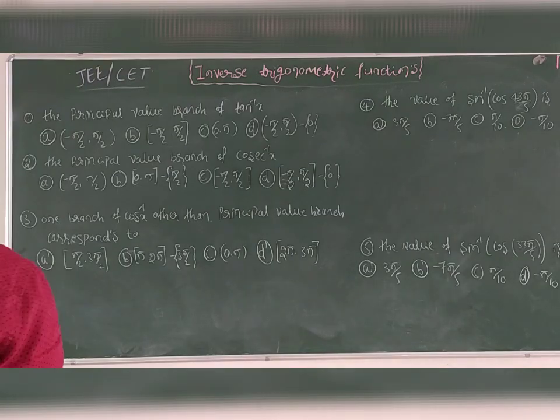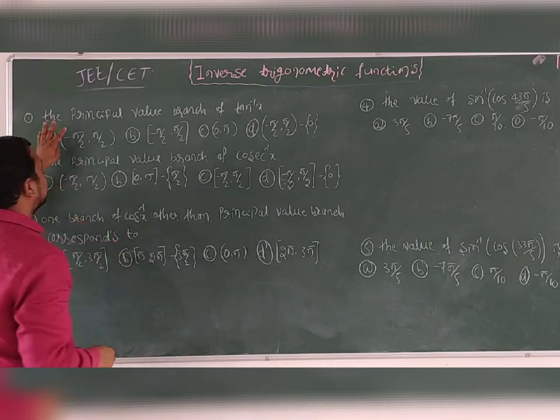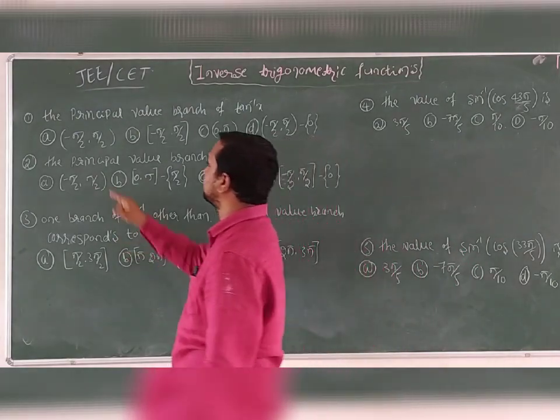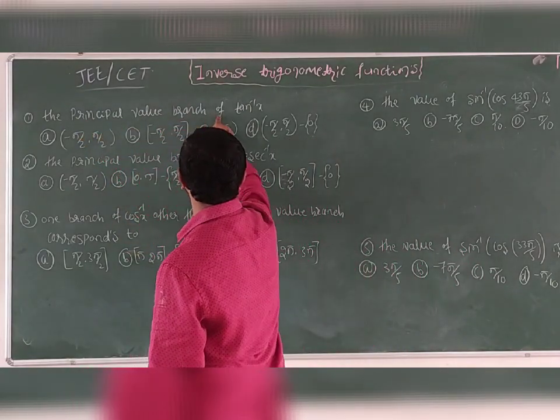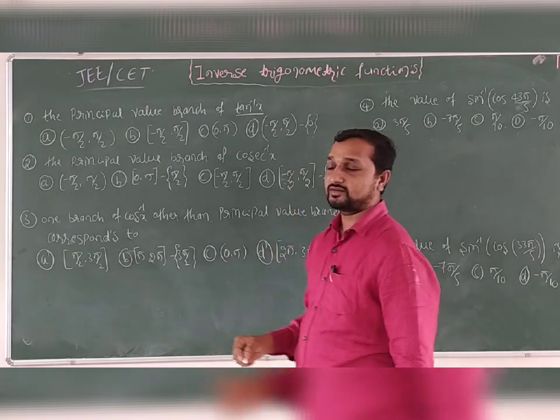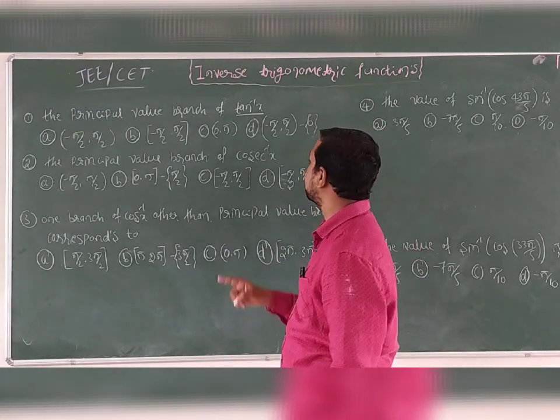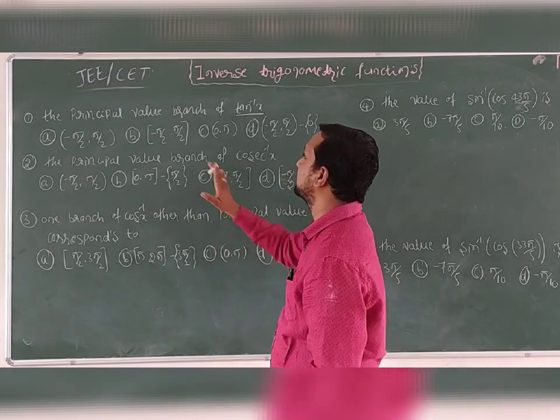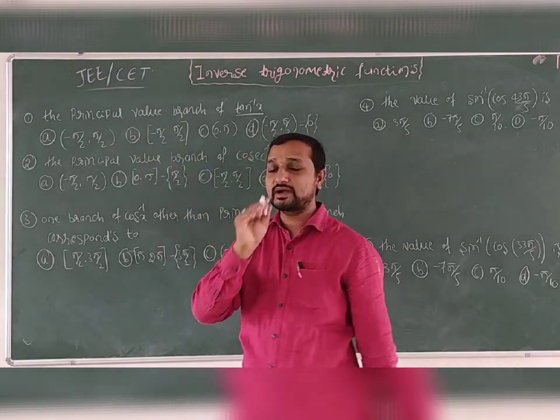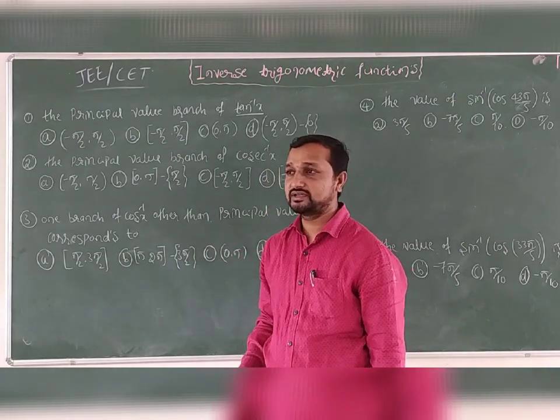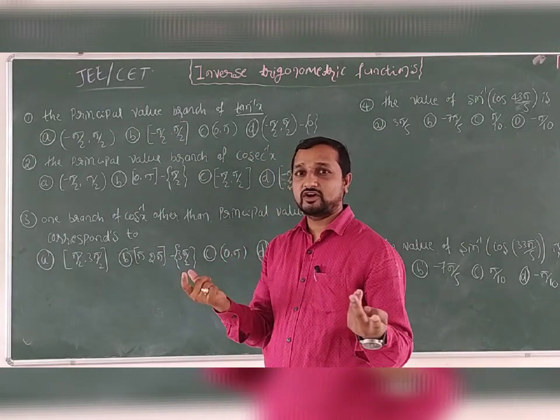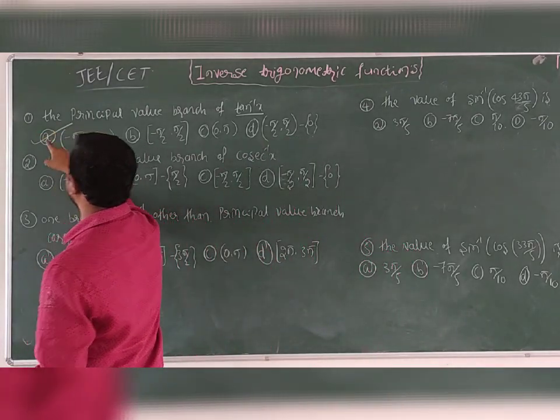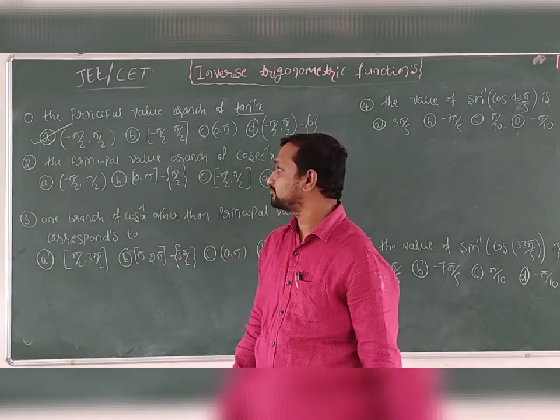So students, here are the questions. First of all, these are very easy questions. So here, the principal value branch of tan inverse x. What is that? The principal value branch of tan inverse x. This is already a standard formula. What is the principal value branch? The principal value branch is nothing but the range of the tan inverse x function. So what is the range of the tan inverse x function? Obviously, open interval minus pi by 2 to plus pi by 2. So option A is the right answer. Okay. So this is standard.